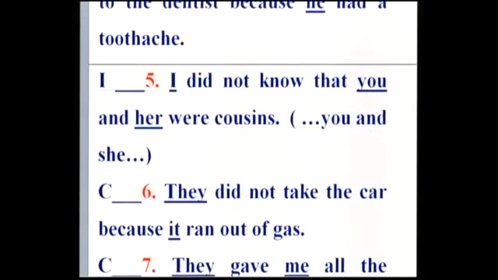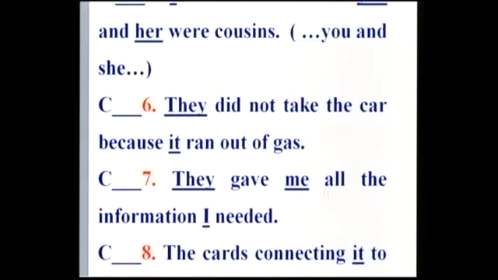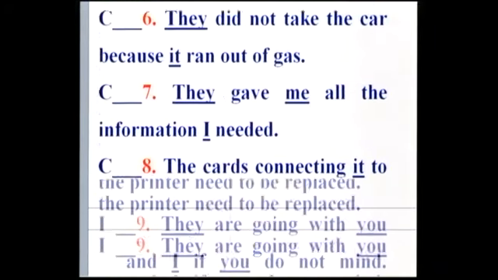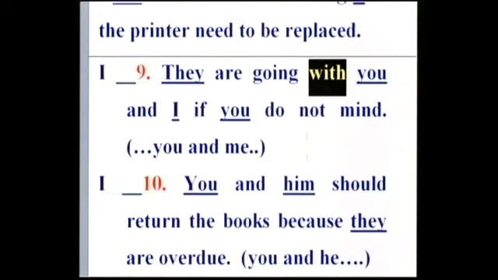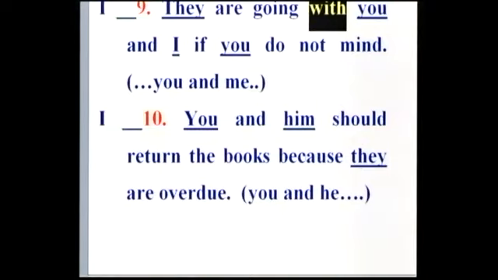They did not take the car because it ran out of gas. Correct. They gave me, that's object, correct, all the information I needed, the subject برضو زي they. The cards connecting it to the printer need to be replaced. They are going with you and I, if you do not mind. لا, they are going with you and me. Me is object like you. جايين الاثنين بعد with, which is a preposition. They are objects of prepositions, remember. You and him, لا, you and he should return the books because they are overdue.